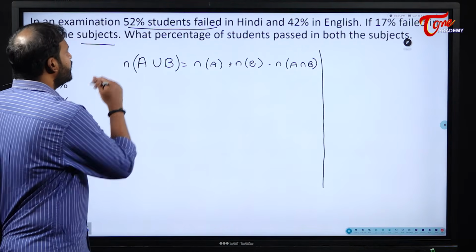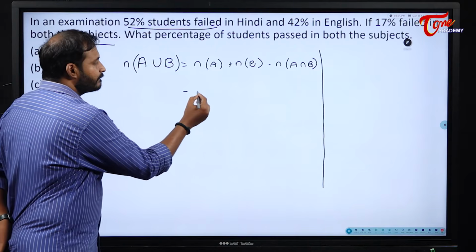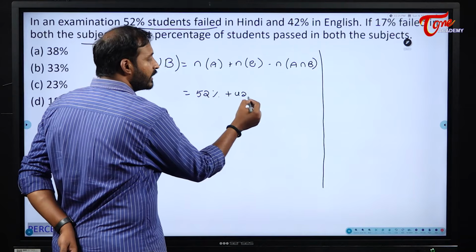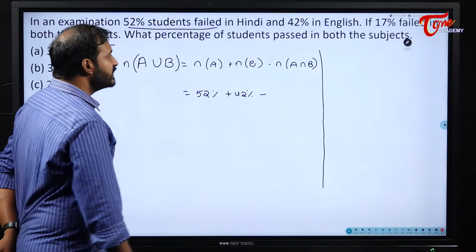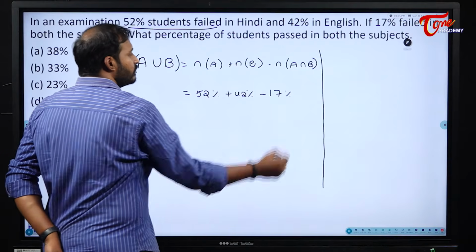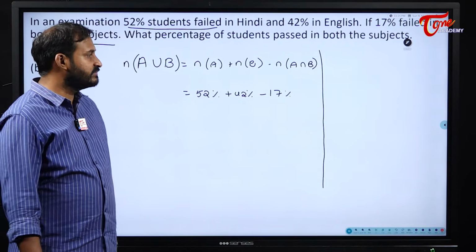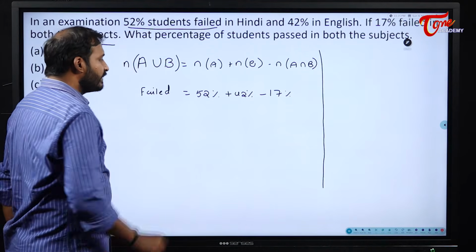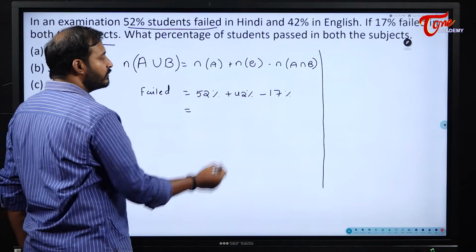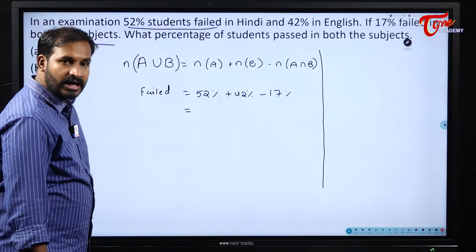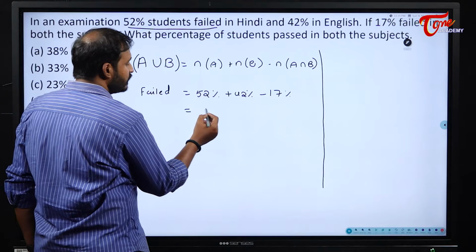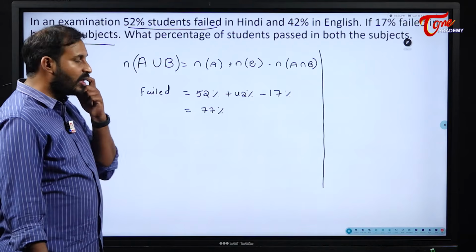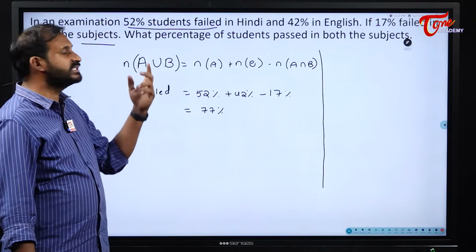We will see now. 52% failed in Hindi, and when it comes to English, 42% failed. How many people failed in both the subjects? 17%. So, 52% plus 42% minus 17%. This is the total number of students who failed. When you solve this, 52 plus 42 becomes 94, and 94 minus 17 gives you 77%. That means overall 77% of students failed in at least one subject.